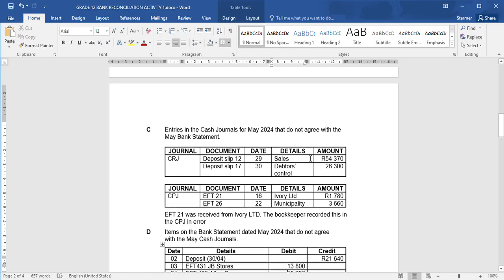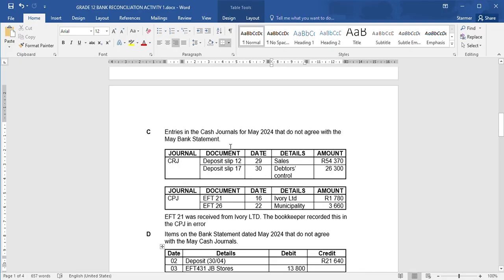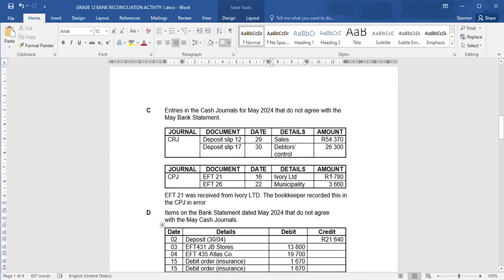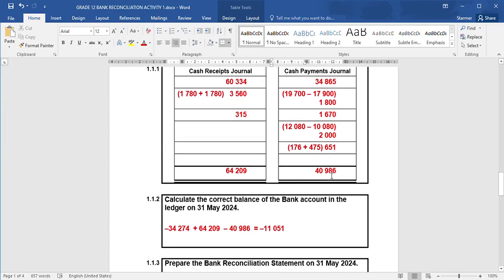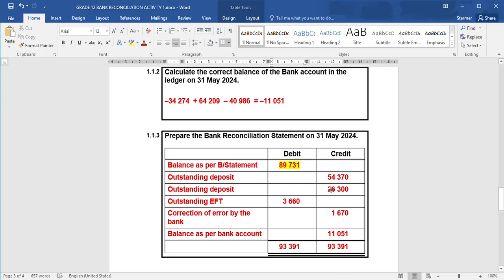Right, moving on to the differences now. The first thing that they give you is entries in the cash journals that don't agree with the bank statement. So these are things that we have recorded in our CRJ that the bank hasn't. Those are both deposits here. The bank hasn't made the entry, so you're going to record them in your bank reconciliation statement. The bank owes you that money because you're depositing, so therefore in your bank reconciliation statement you're going to record those two deposits. If you want to, you can put that and that one in brackets next to outstanding deposit, but you must show your calculation.